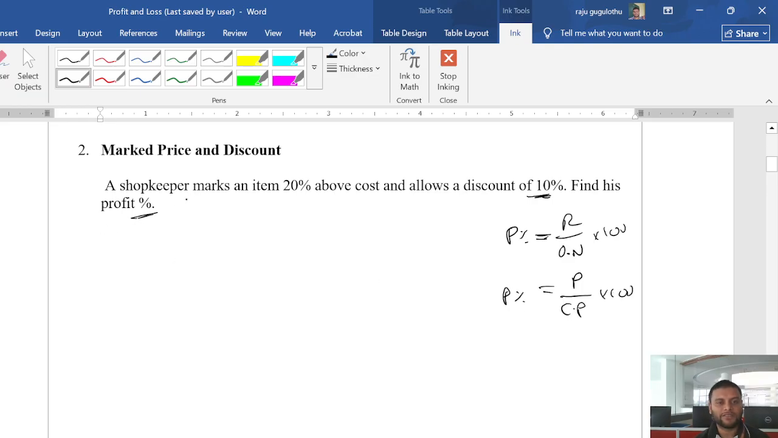Now let us look at the question. A shopkeeper marks an item 20% above the cost price. Let us consider that cost price is 100%, friends, or 100. We are assuming that cost price is 100.